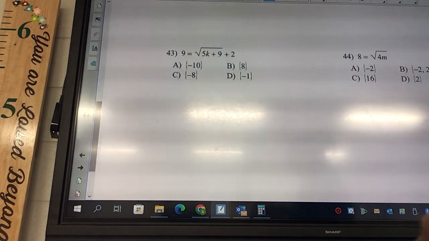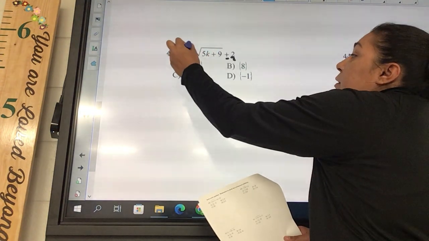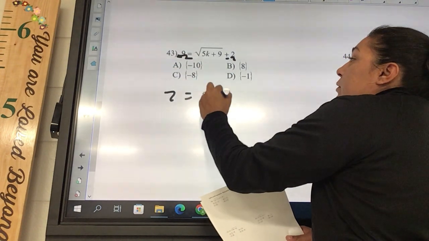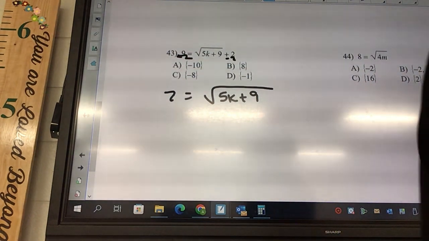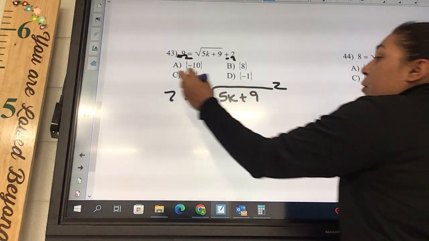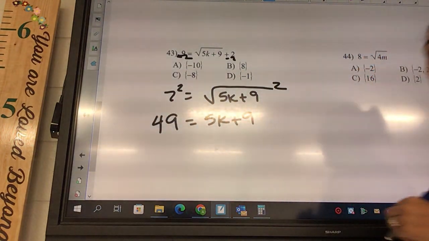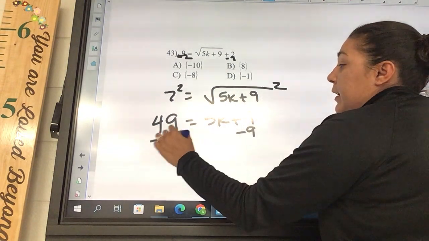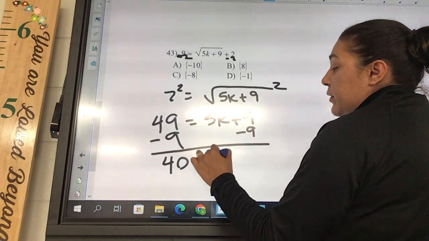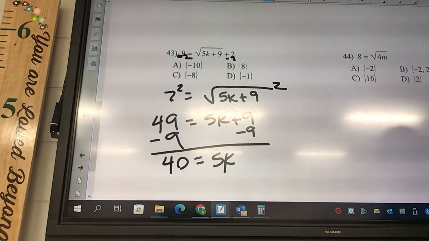Okay, 43. What needs done first? Subtract 2, subtract 2. So I'm going to get 7 equals square root of 5k plus 9. Okay, and then we're going to square both sides. So I'm going to get 49 equals 5k plus 9. Minus 9. So it's going to give me 40 equals 5k. And then we're going to divide by 5. So what is my answer going to be? 8.